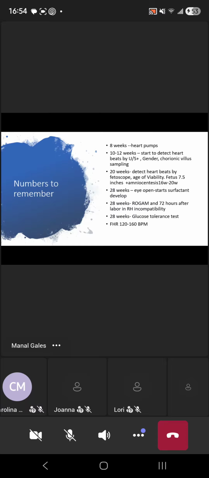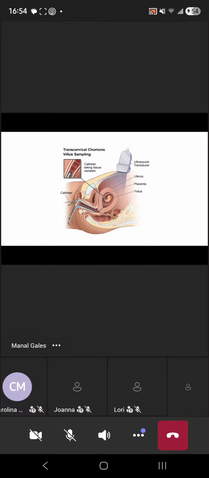Then also at 28 weeks, we start the glucose tolerance test. It screens for what disease? Diabetes mellitus, gestational diabetes. Good job. What is the normal fetal heart rate? 120 to 160. These numbers are very testable items. Make sure you know these numbers very well.